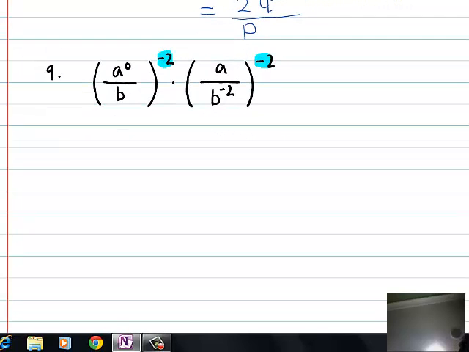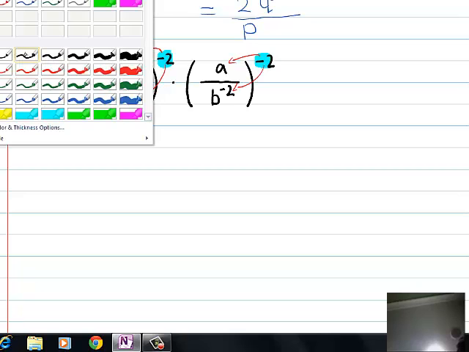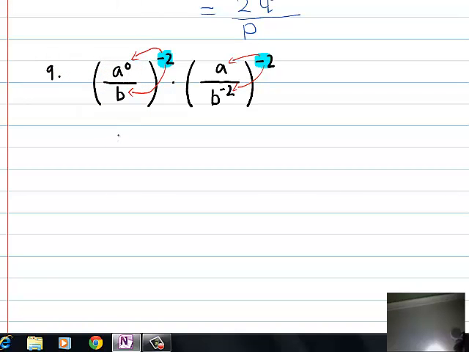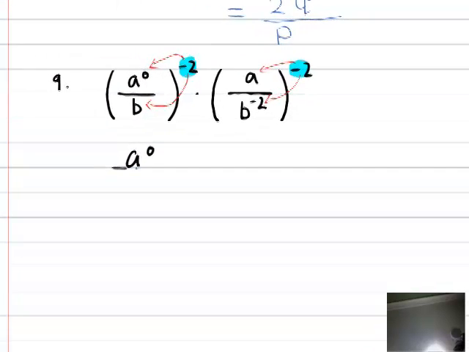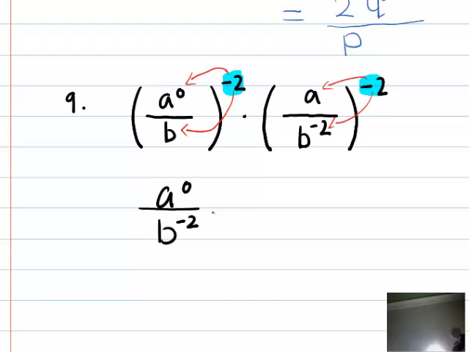Those are the ones that are going to have to be distributed like that and like that, like this and like that to each one of those. So what do I get? I get a to the 0 over b to the negative 2 times, over here I get a to the negative 2 b to the 4. Alright, so there you go.